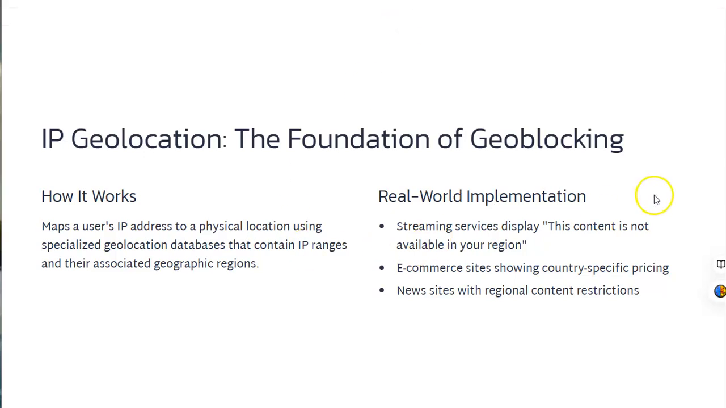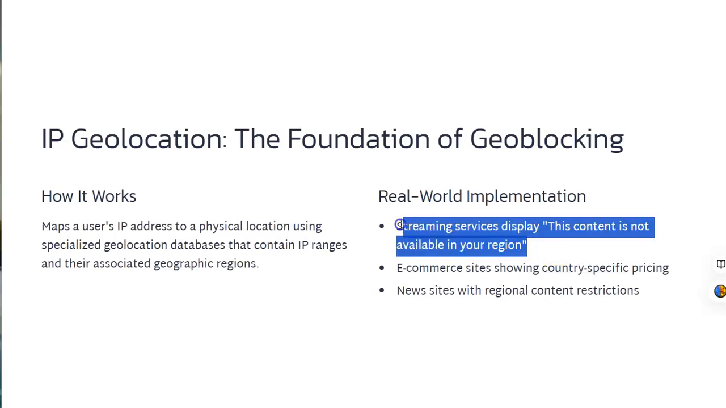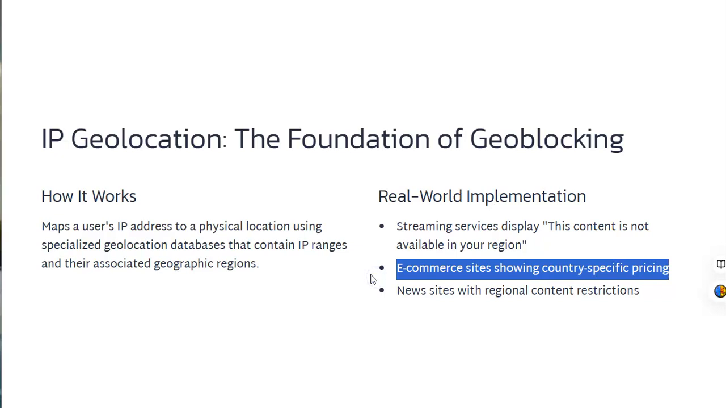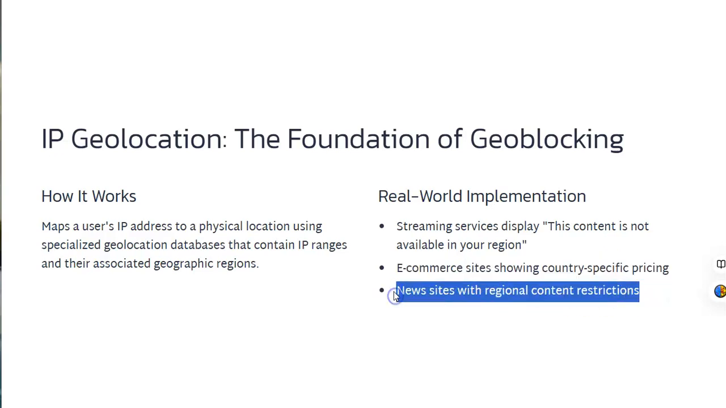In real-world implementation, this is what usually causes a streaming service to say this content is not available in your region. E-commerce sites use it to give country-specific pricing. An airline might charge $50 to somebody for a flight and $150 to somebody else, depending on the location of their IP address. And news sites and websites give regional content based on your location, so they either restrict it or change it or modify it.